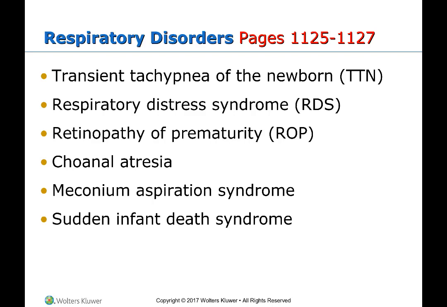So, something to think about. Choanal atresia: nostrils are closed, can't breathe, emergency situation.